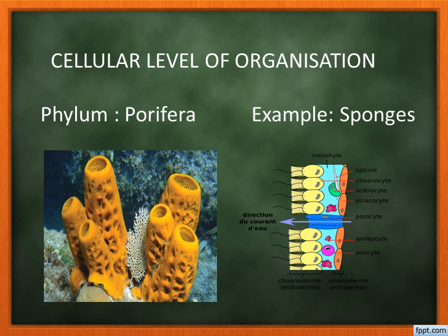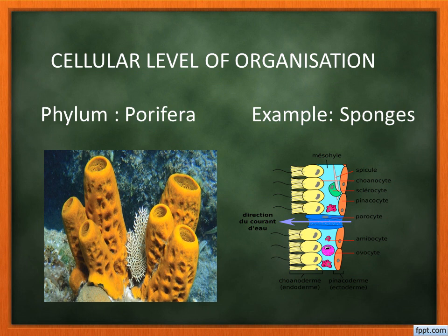So Porifera consists of cellular level of organization, which means it is a multicellular organism, but each cell is doing a different function. One cell is not depending on another one. So functionally each cell is isolated from the others. Do you get me? It is made up of many cells, but each cell is unique. It is not depending on another cell for its function. That is called cellular level of organization. Example, phylum Porifera, the first one. One example is sponges.